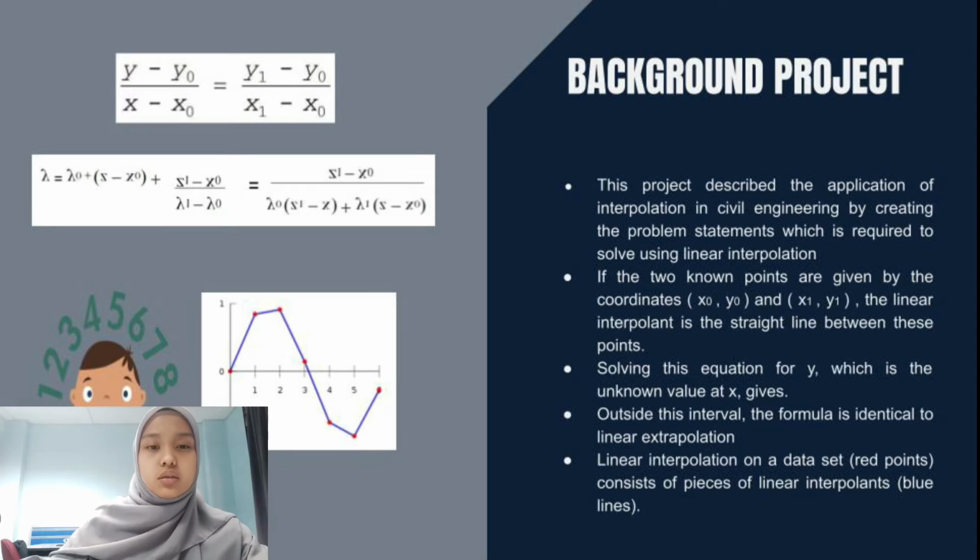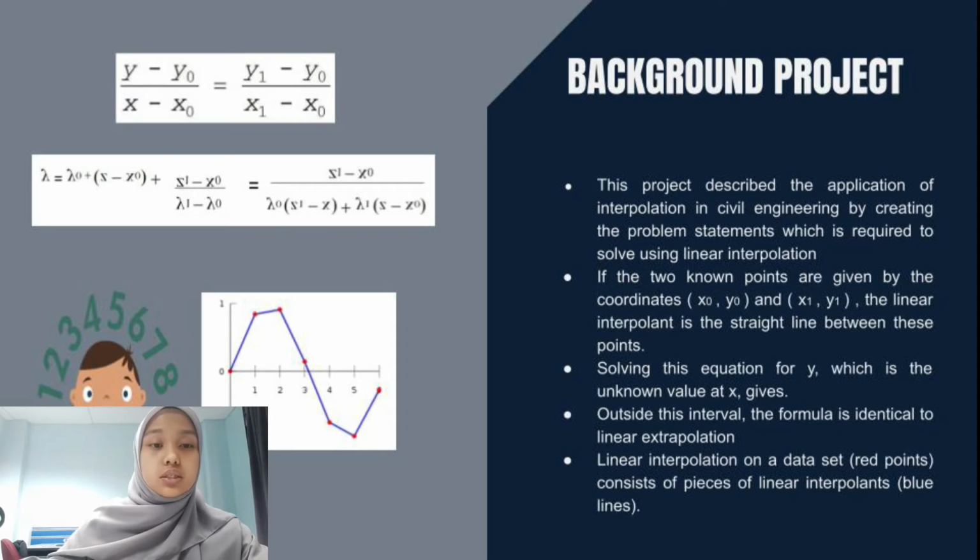If the known points are given by the coordinates x0, y0 and x1, y1, the linear interpolant is the straight line between these points. For a value x in the interval x0, x1, the value y along the straight line is given by the equation of slope. Solving this equation for y, which is the unknown value, here is the formula for linear interpolation in the interval. Outside the interval, the formula is identical to linear extrapolation.